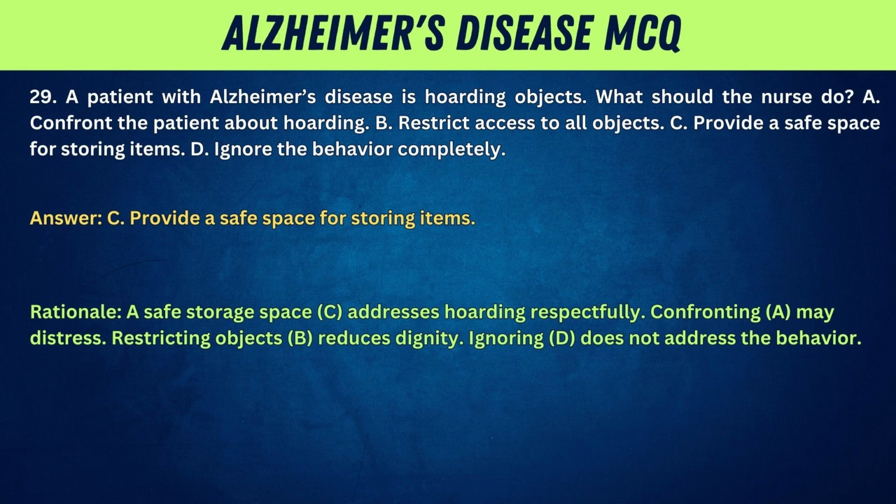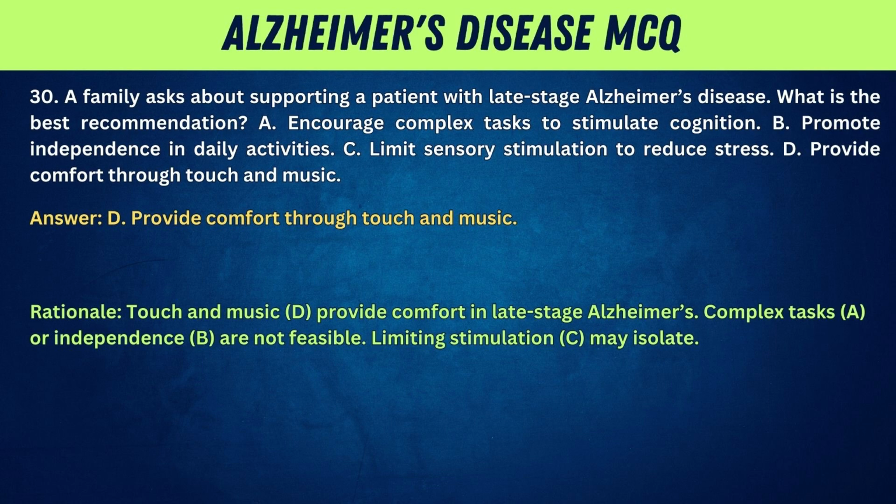Restricting objects, B, reduces dignity. Ignoring, D, does not address the behavior. 30. A family asks about supporting a patient with late-stage Alzheimer's disease. What is the best recommendation?